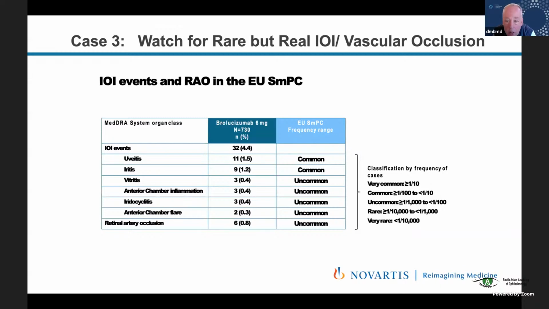I wanted to show you what to look for. Again, intraocular vascular occlusion. Here is in the EU study. Here they had retinal arterial occlusion in less than 1%, so it's less than 1 per 10,000. Uveitis in about 1.5%.